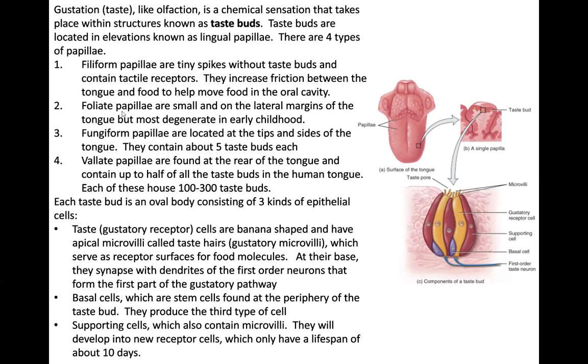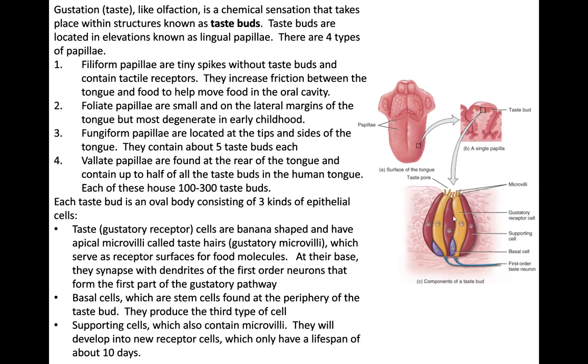Foliate are also not very important for the sense of taste because most of them degenerate in early childhood, which leaves us with fungiform and vallate. Fungiform, located at the tips and the sides of our tongue, only contain about 5 taste buds each. And that leaves us with the final type, vallate, which are basically these right here. They form an inverted V at the back of the tongue. They contain up to half of the taste buds over the entire tongue. So a very small space compared to the rest of the tongue, but very, very important for the sense of taste. Each of them contains 100 to 300 of these taste buds.